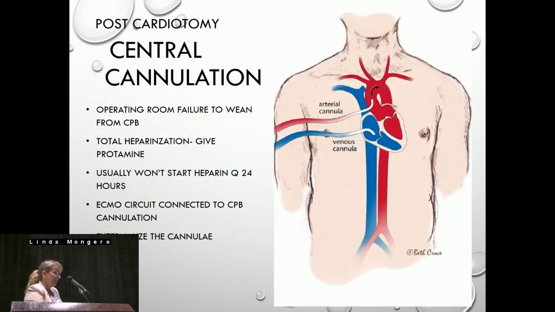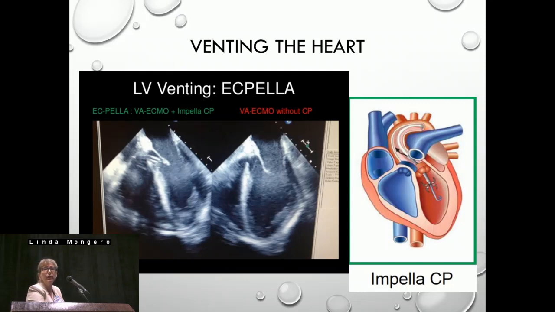Central cannulation's our friend. This is what we do every day in cardiopulmonary bypass. If you're in the operating room and you fail to wean from bypass, total heparinization, give protamine. Usually won't start heparin in this kind of a situation for the first 24 hours. Most surgeons don't. The ECMO circuit is connected to the bypass cannulation, and it's preferable to externalize the cannulas. It's not always done, but it's nice to close the chest and then wait and see whether or not the patient's going to recover, or if he has to go to ventricular assist or whatever's next.